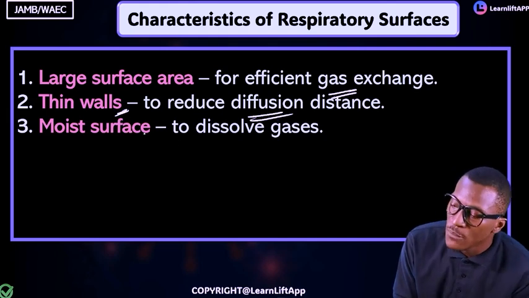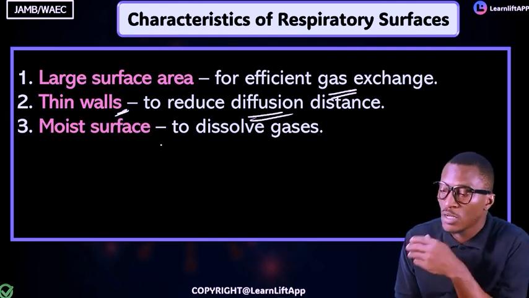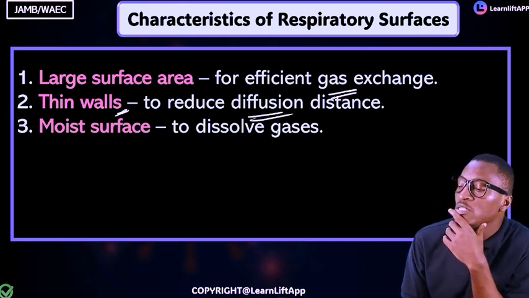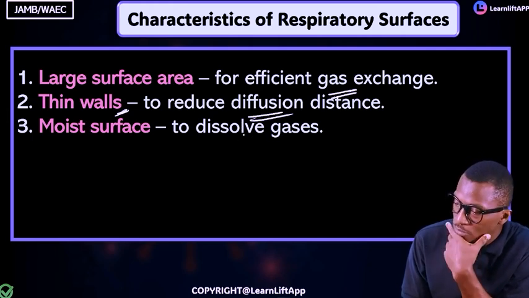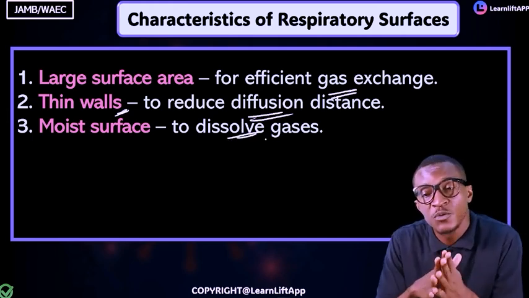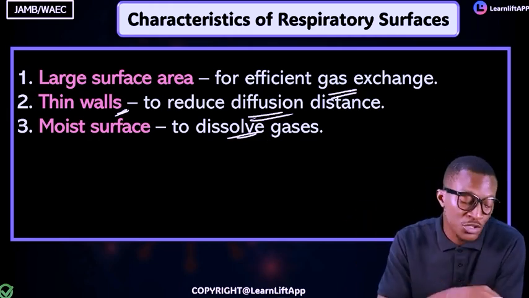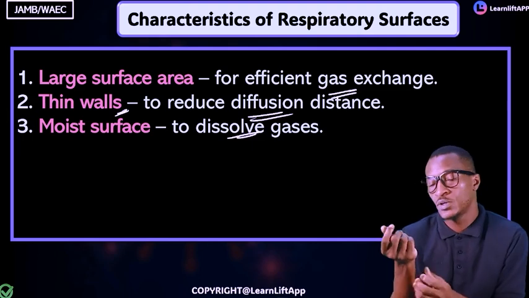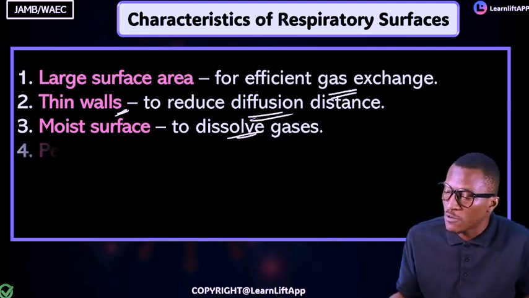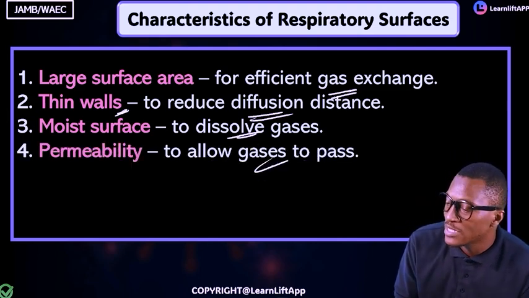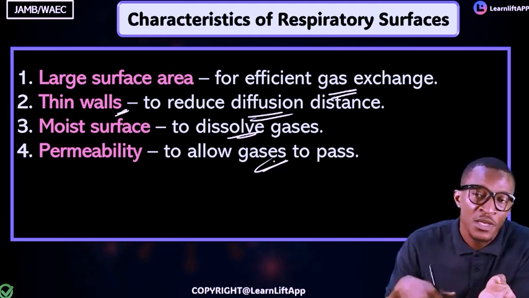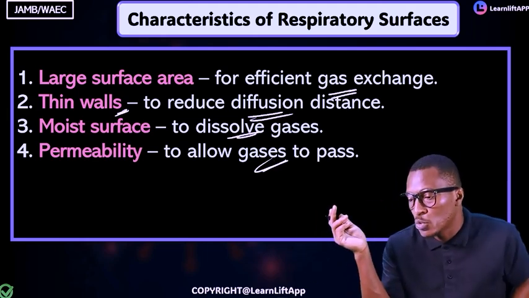Number three, moist surface. We talk about dissolved gases. The surface must be moist, so that gases can easily move in. They are not dry surfaces. They must have fluid. A respiratory surface must have fluid. Number four, permeability. They allow gases to pass through. Gases can come in, gases can go out. That is your permeability.